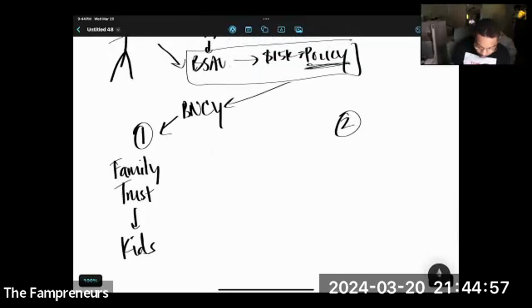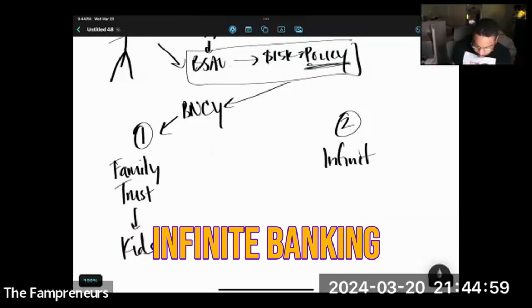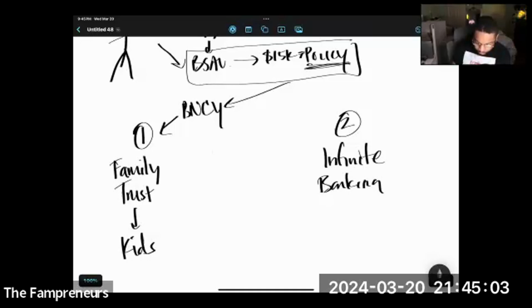The second part is what we like to call infinite banking. Okay. This is the second reason why putting money into your insurance policy is super beneficial for you. Okay. Super beneficial.